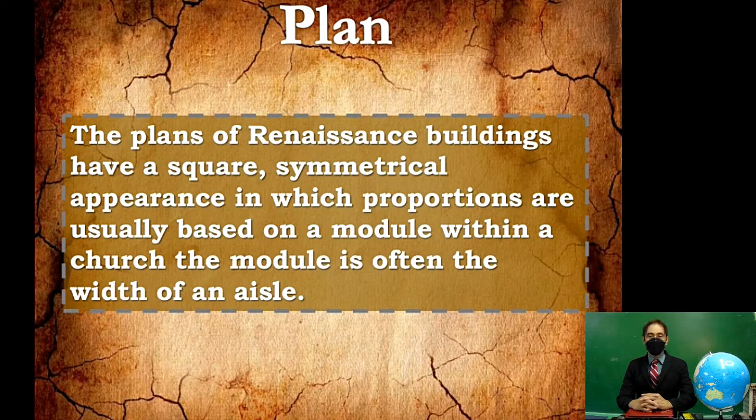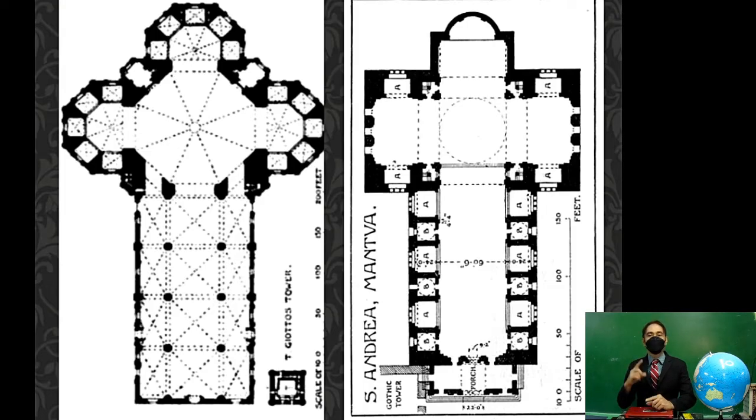The plan of the Renaissance buildings has a square, symmetrical appearance in which proportions are usually based on a module within a church. The module is often the width of the aisle, just like this one. It is cruciform as it is based in religion.